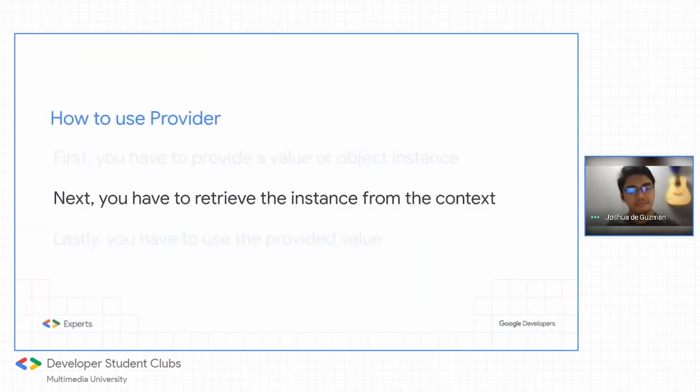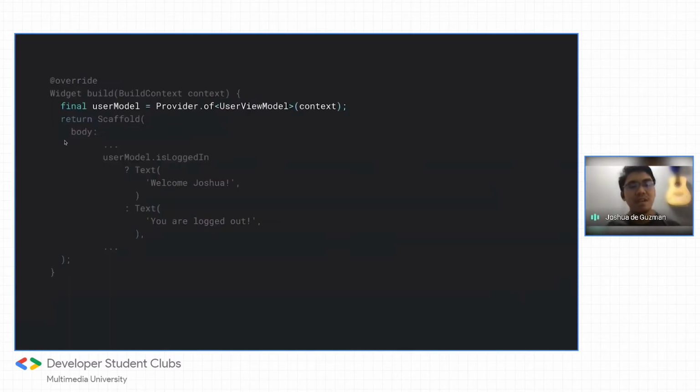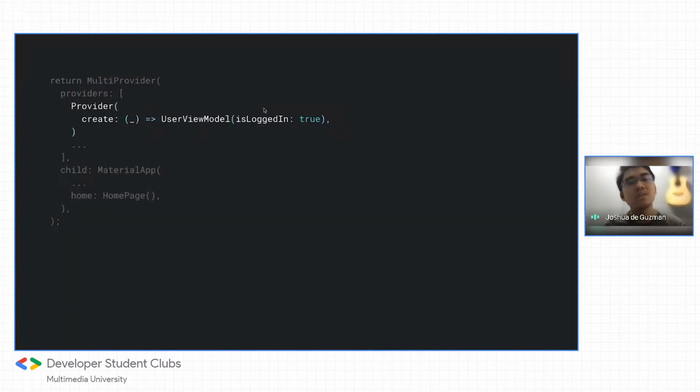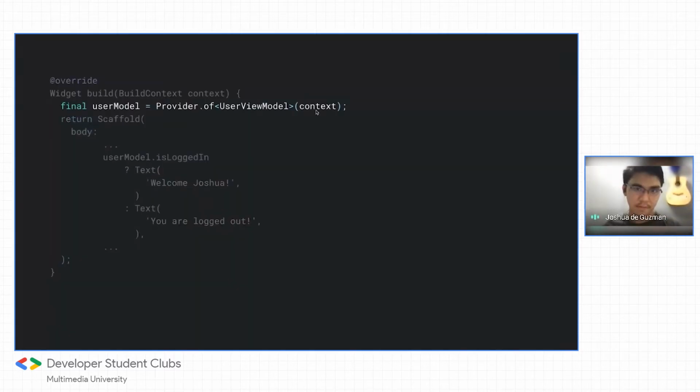We also have the next step, which is to retrieve. Since you already provided it, what's the point of providing if you're not retrieving it? So just retrieve the value. Earlier you've seen the inherited widget, it's a bit verbose. In Provider, you will just do something like this. It's a bit shorter, a single line: Provider.of, and the class. So this is the class, the user view model, and you just pass the context. As long as it's part of the context, then it should be retrieved successfully because it is already provided from the widget tree. You can simply use it on the child widgets.